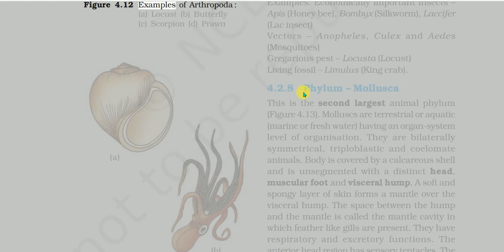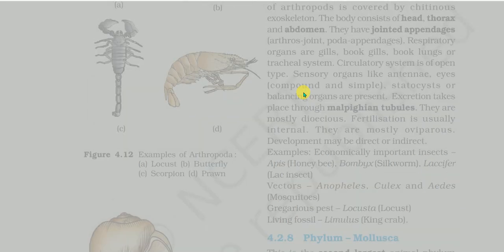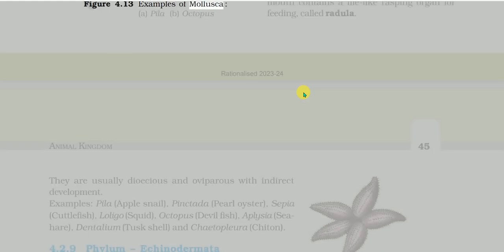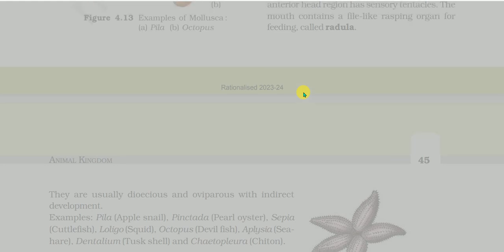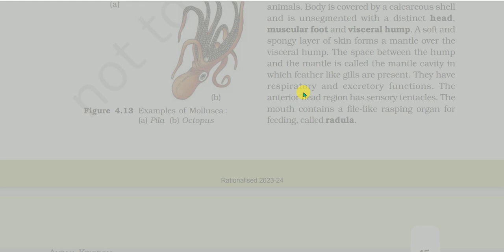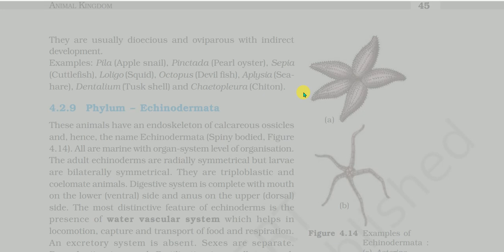Figure 4.12 Examples of Arthropoda: A. Locust, B. Butterfly, C. Scorpion, D. Prawn. Figure 4.13 Examples of Mollusca: A. Pila, B. Octopus. Rationalized 2023-24. Animal Kingdom 45.